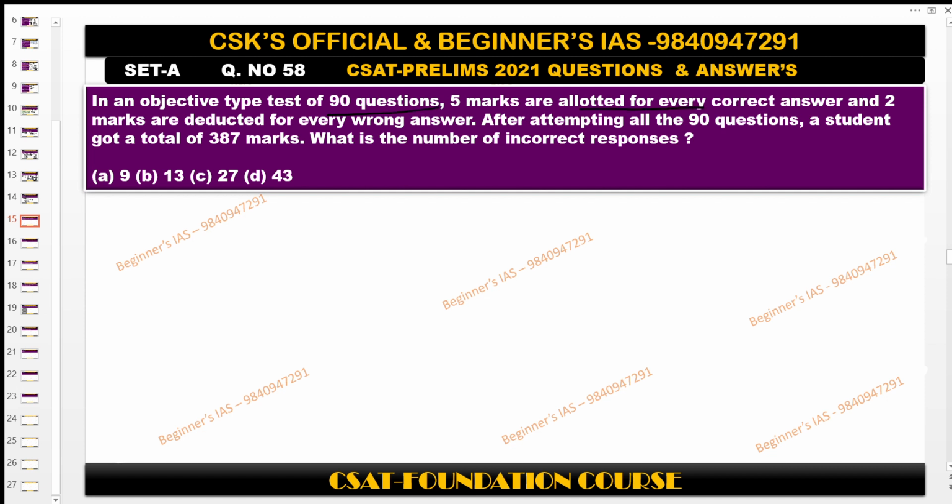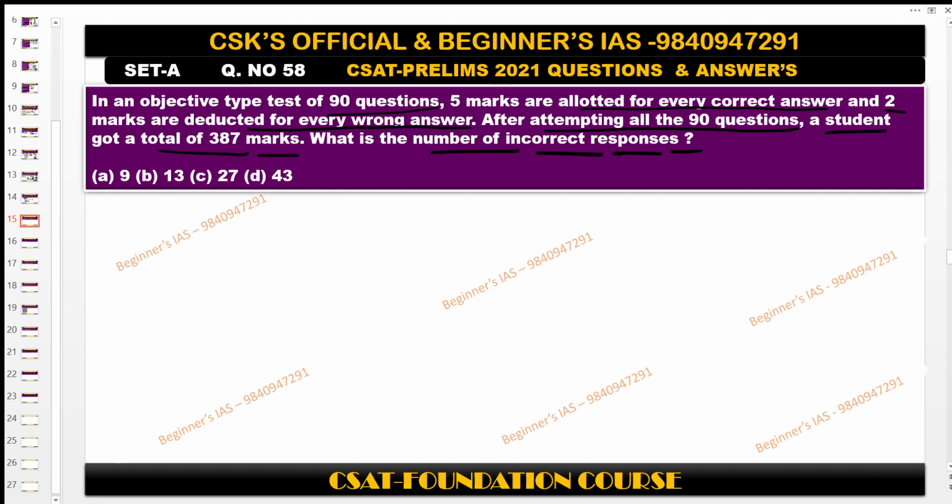5 marks are allotted for every correct answer. 2 marks are deducted for every wrong answer. After attempting all the 90 questions, the student gets 387 marks. What is the number of incorrect responses?